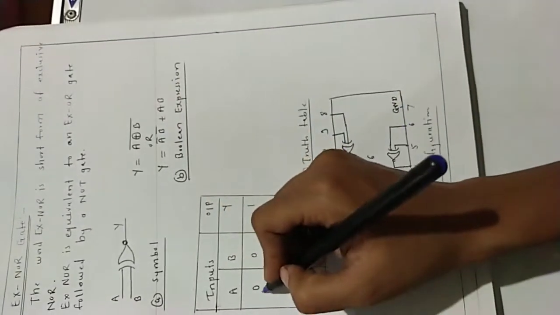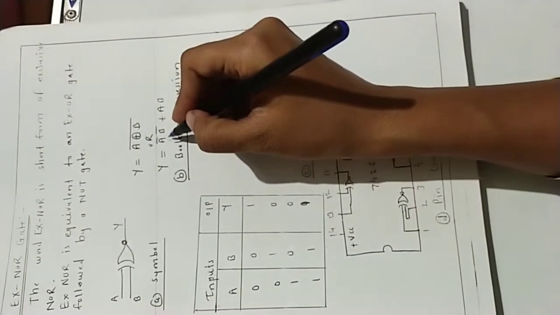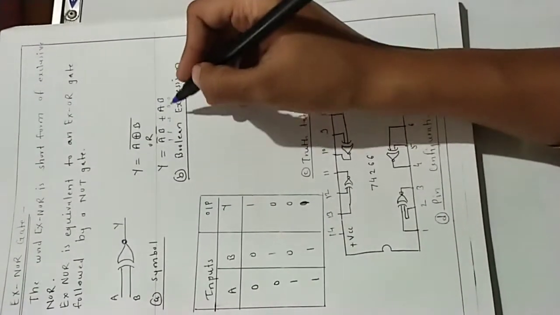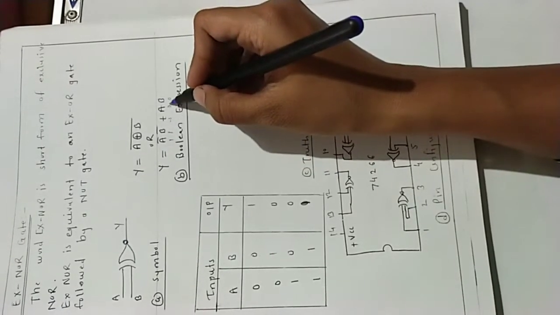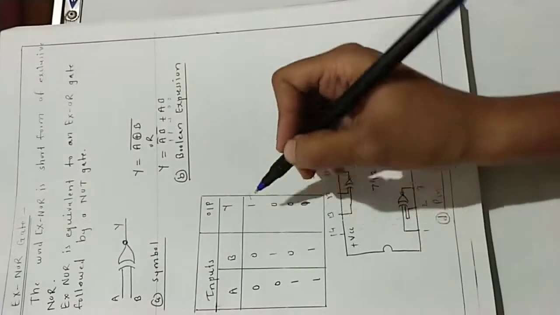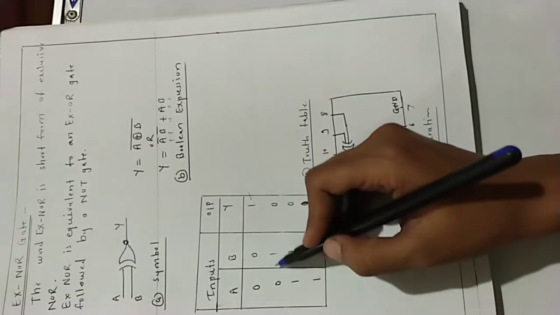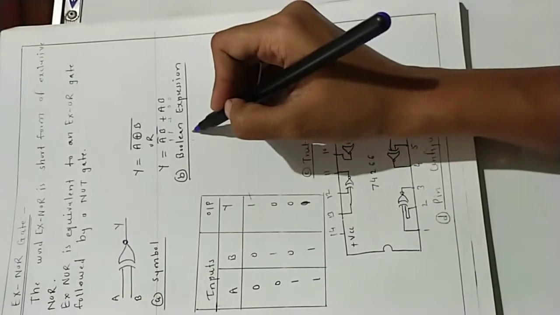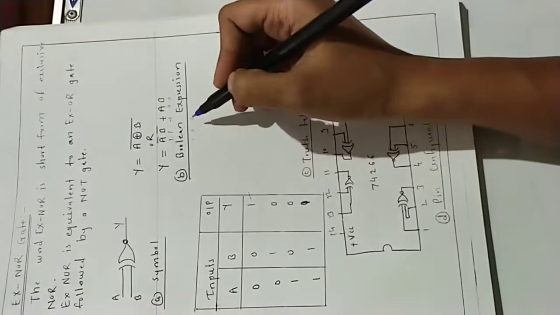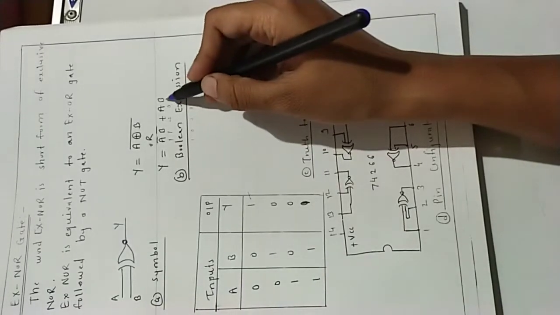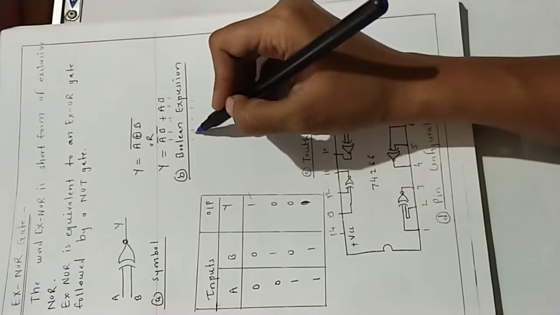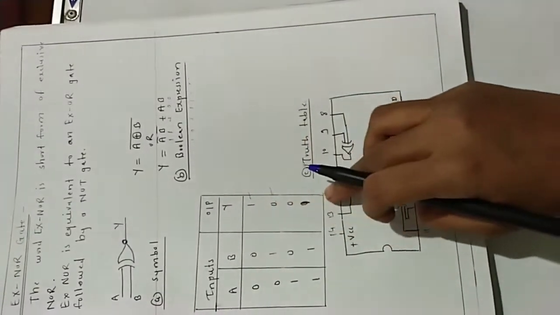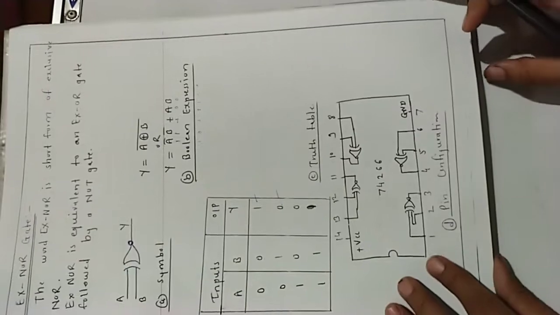A bar B bar, मतलब अगर if 0 0 is input, A bar will be 1, B bar will be 1, 1 into 1 plus A and B 0 0. Okay, so 1 into 1 is 1 plus 0 into 0 is 0, so output will be 1. This condition is satisfied. When A is 0 and B is 1, A is 0 means A bar is 1, B is 1 means B bar is 0, plus A is 0 and B is 1, so 1 into 0 is 0 plus 0 into 1 is 0, so output is 0. So in this way we can find the truth table.